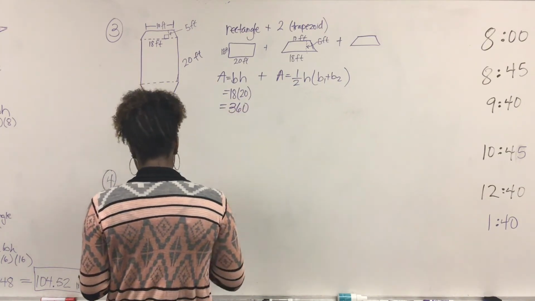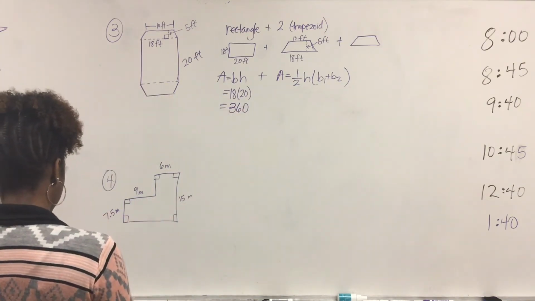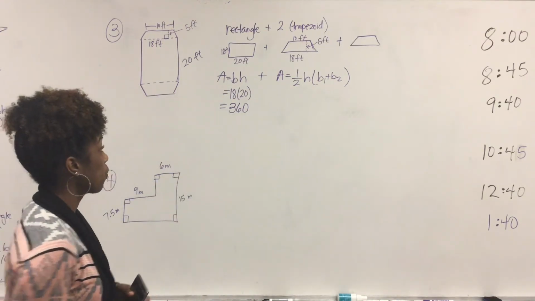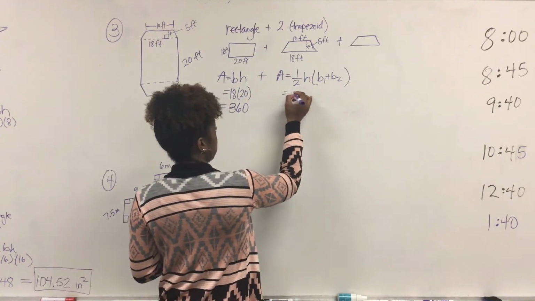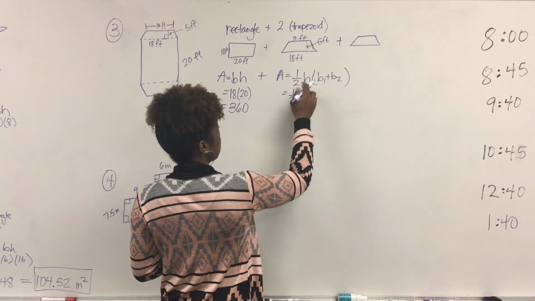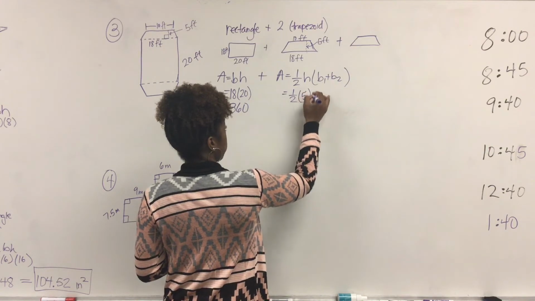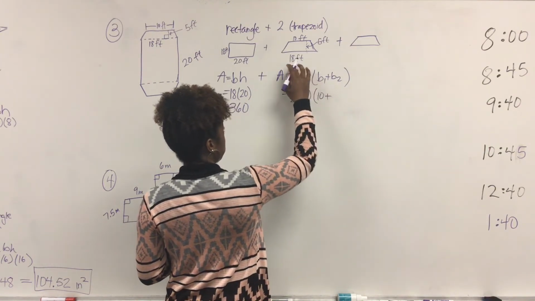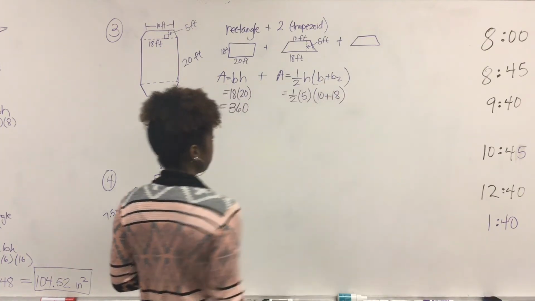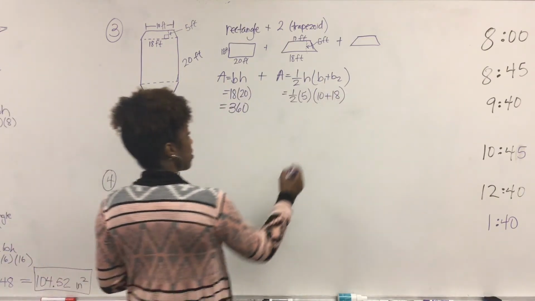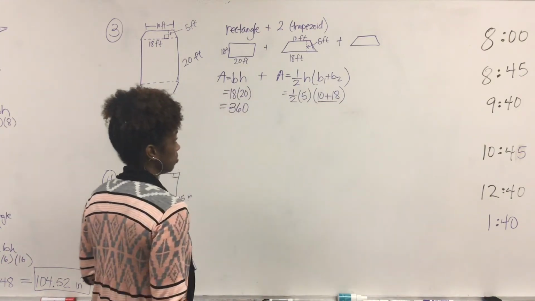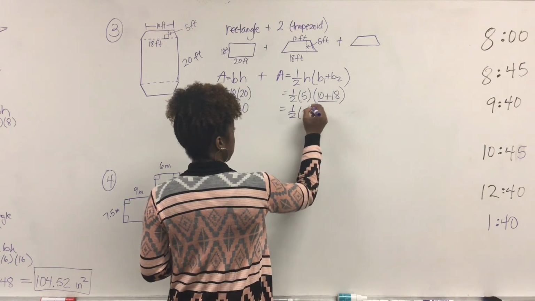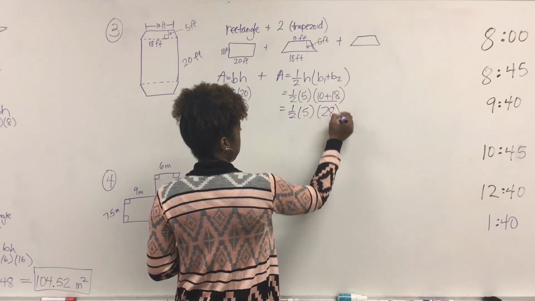It's going to be 360 feet squared. Now, the trapezoid, okay? We have 1/2 times the height. The height is 5 feet. Then base 1 is 10 plus base 2, which is 18. Okay? Now, you want to be sure to go ahead and add base 1 and base 2. So that will bring us to 1/2 times 5 times 28.